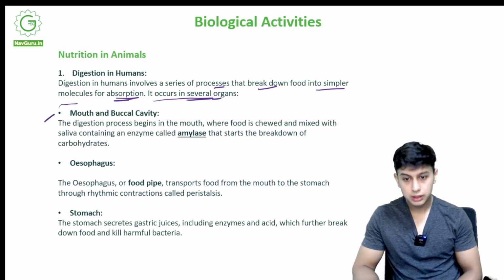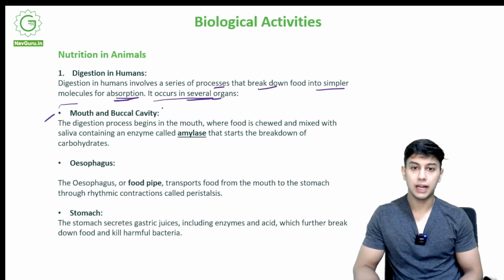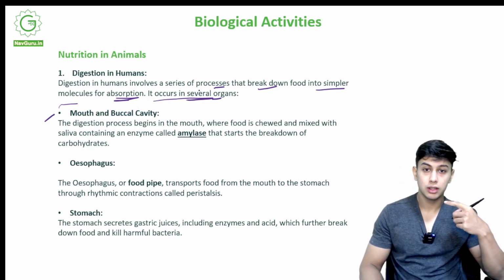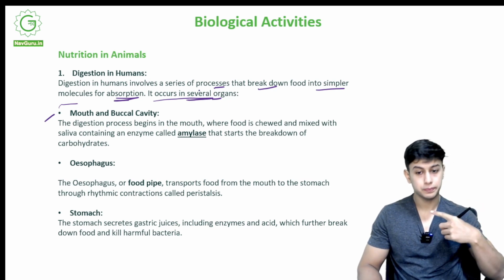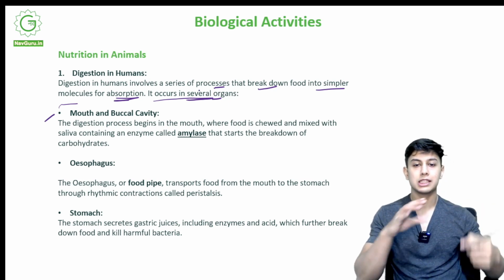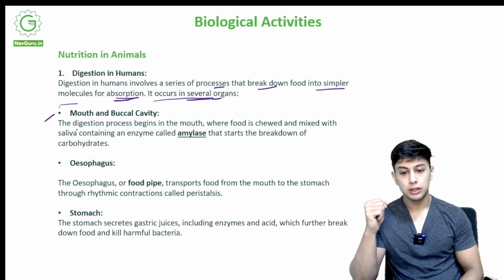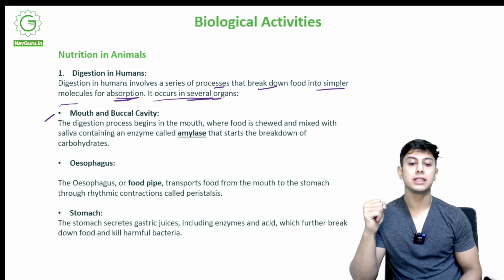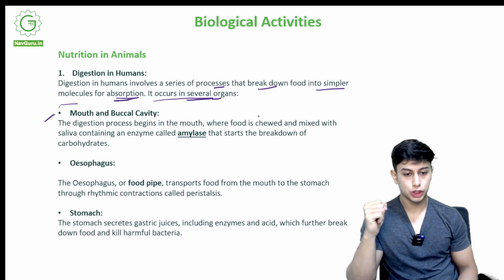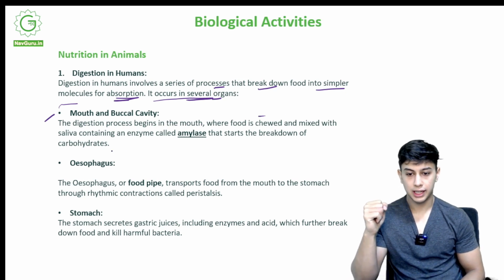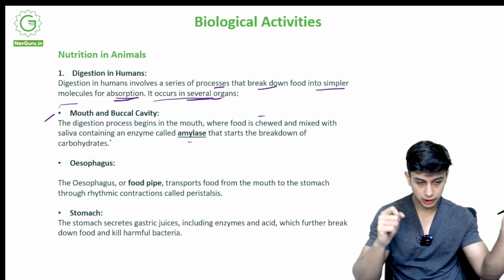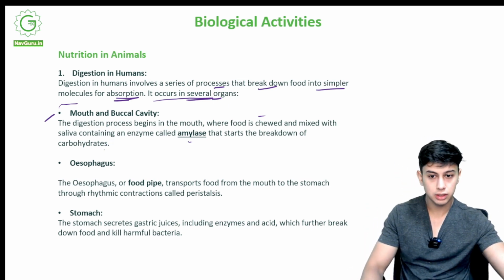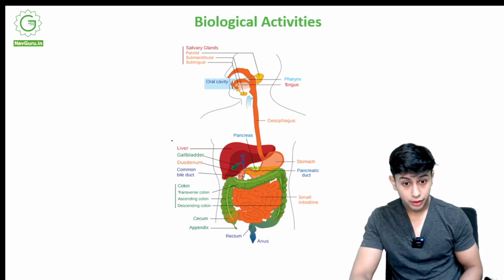So the first one is mouth and buccal cavity. The mouth and the buccal cavity, that cavity inside our mouth. Cavity means a space. The digestion process begins in the mouth where food is chewed and mixed with saliva containing an enzyme called amylase that starts the breakdown of carbohydrates. So let me tell you about that in detail.